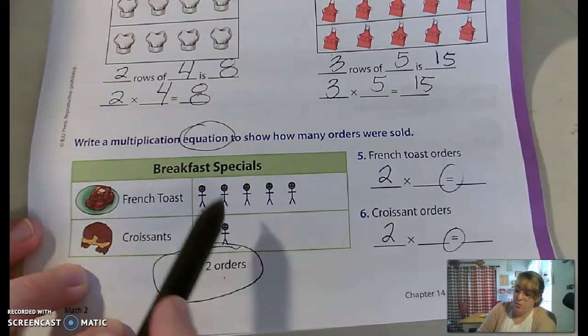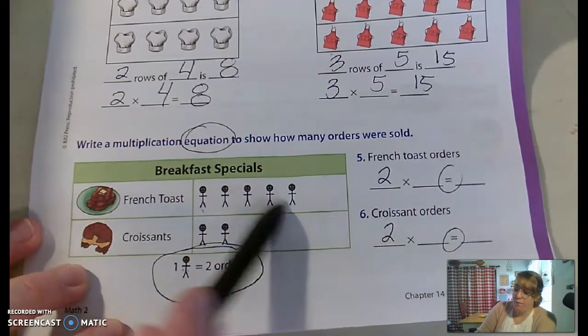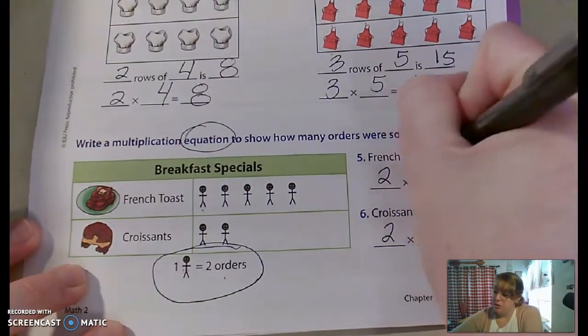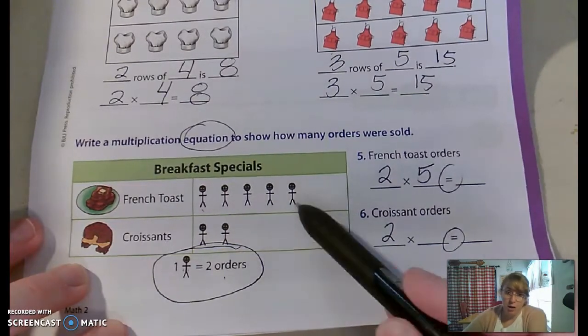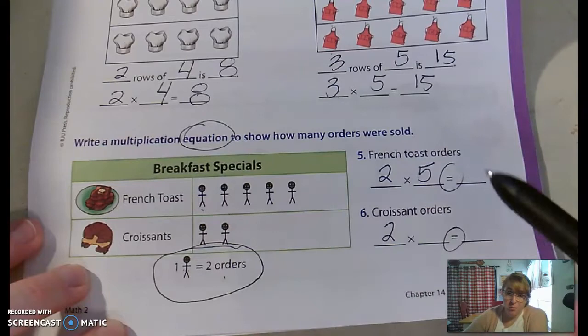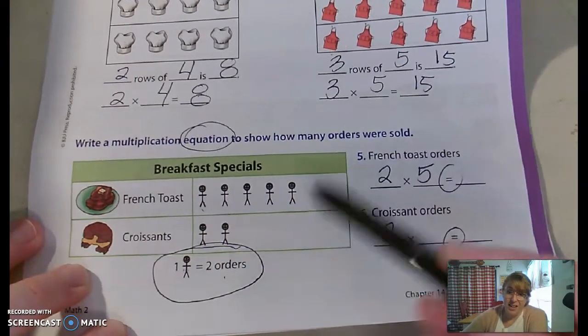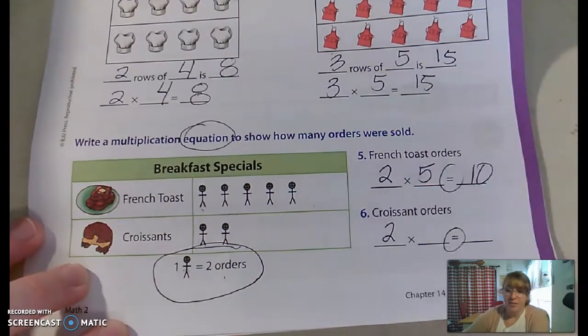And let's look at our people. 1, 2, 3, 4, 5. So 5 little people bought French toast, but each person equals 2 people. So 2, 4, 6, 8, 10. Because 5 times 2 is 10.